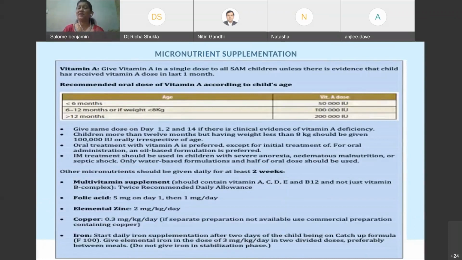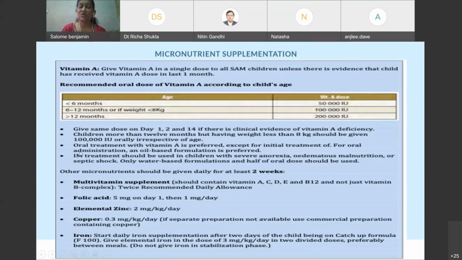Then comes micronutrient supplementation, because I told you that severe acute malnutrition and moderate acute malnutrition are not about the regular micronutrients which we see, it is the different type 2 nutrients. So we need to cover these for less than 6 months. Vitamin A doses are given. If it is more weight, how much to be given?